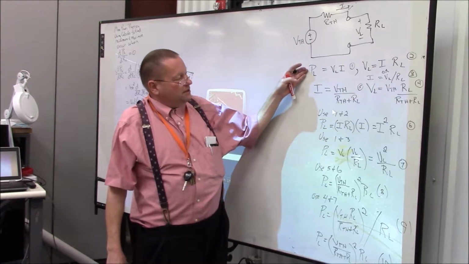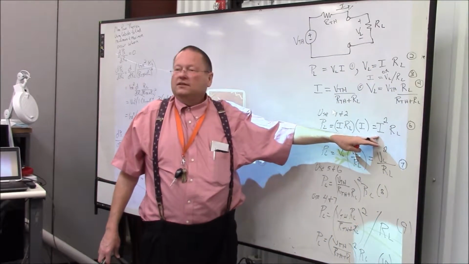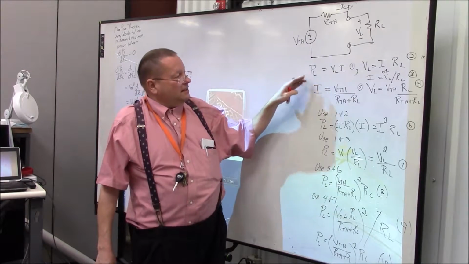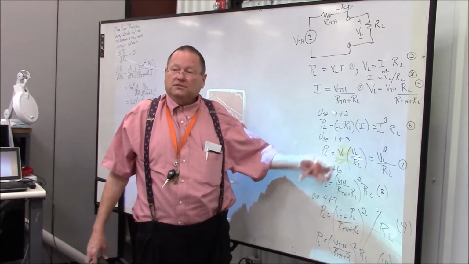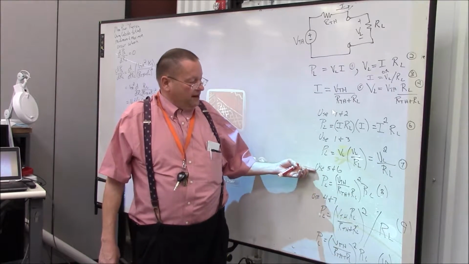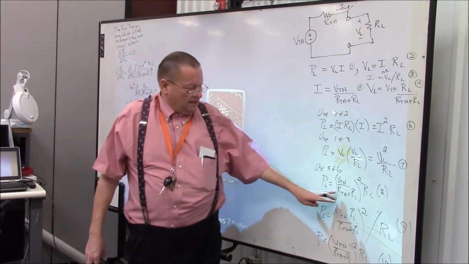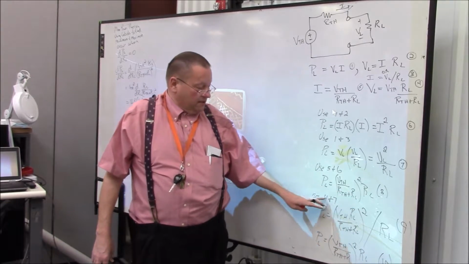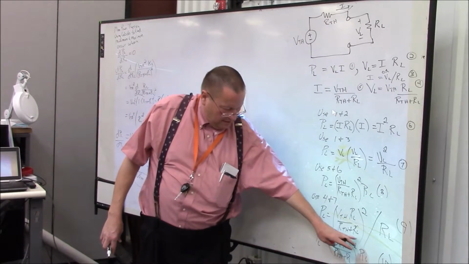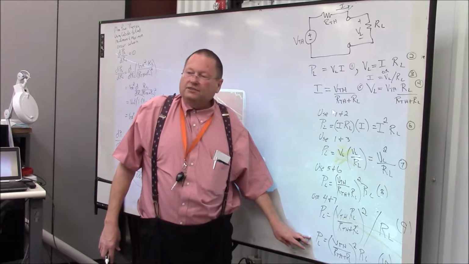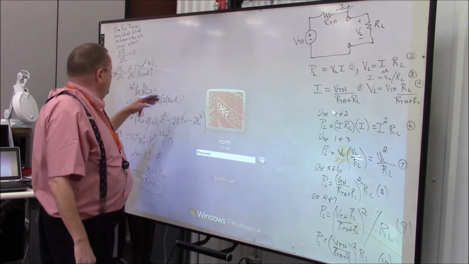So if I use equation 1 and equation 2, you get I squared R. If I use equation 1 and equation 3, I get V squared over R. But that's proving where those come from. Then if I use 5 and 6 together, I get this equation. And if I use 4 and 7, it ends up being the same equation. So this answer is the answer for the power of that Thevenin equivalent.